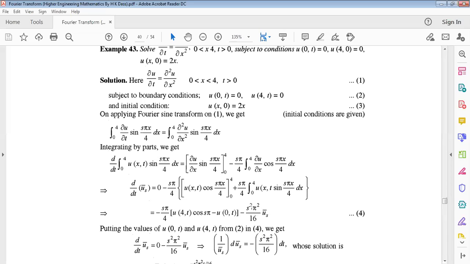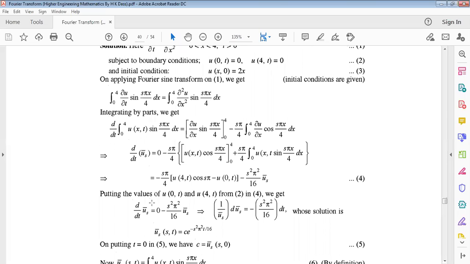Now s squared pi squared divided by 16. After putting the values, s pi by 4 whole squared. Now putting the limiting values, that means the given boundary values and initial value, u(0,t) and u(4,t) from 2 and 4, we get d/dt of the Fourier transform of u equals to this one. This is 0 from using the boundary condition, then this will be this one. Now this implies 1 by u bar s.